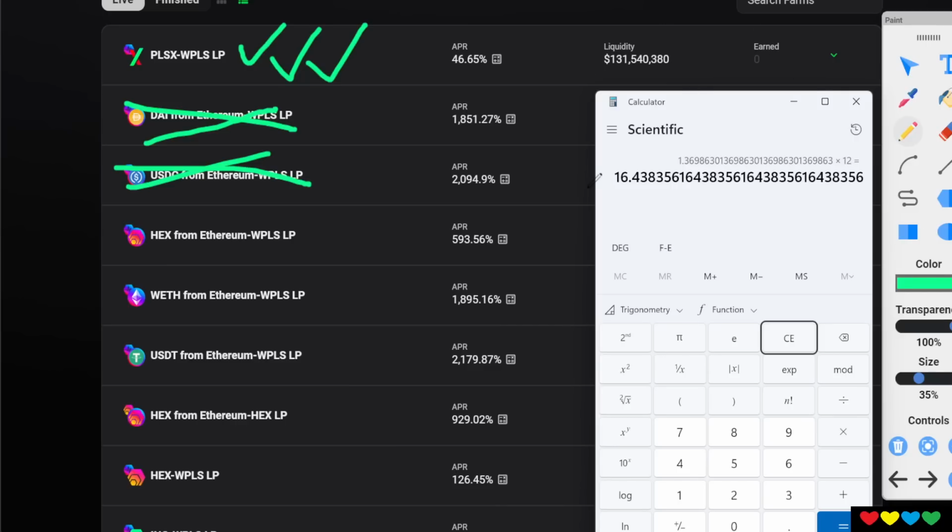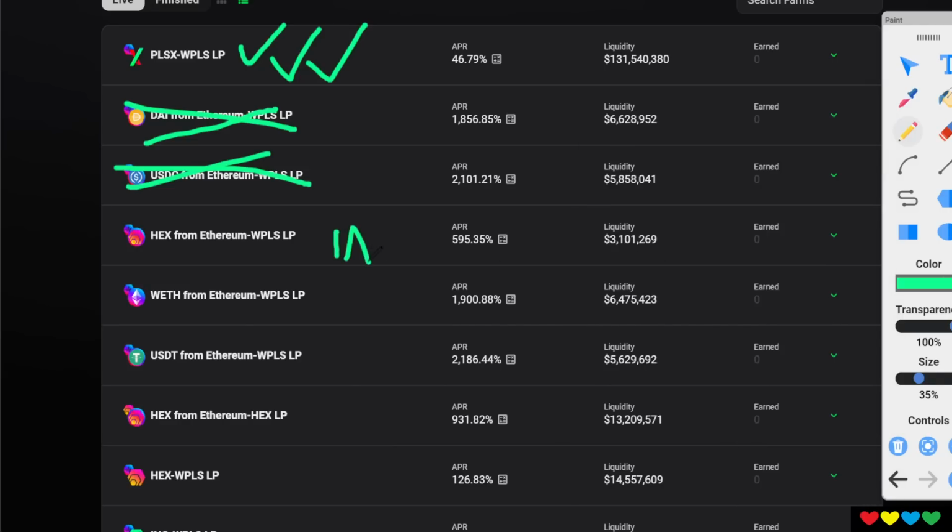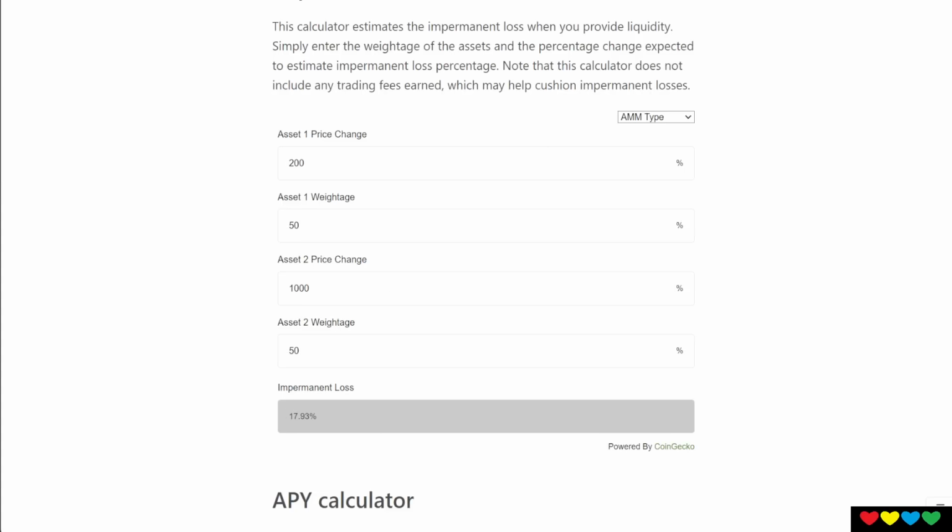And then, see this number, 16%? What you've done is you have earned this in INC. And what you can do every day is just dump it and accumulate like PLS or Hex, or half and half. That's what you can do. And you will cover this impermanent loss of 17%. Isn't that great? That's exactly the point.